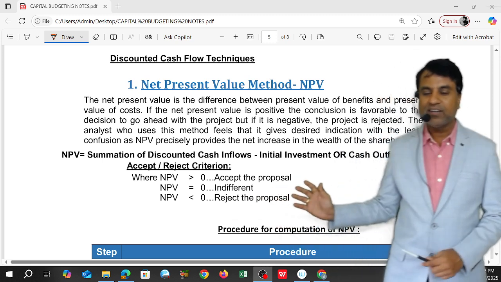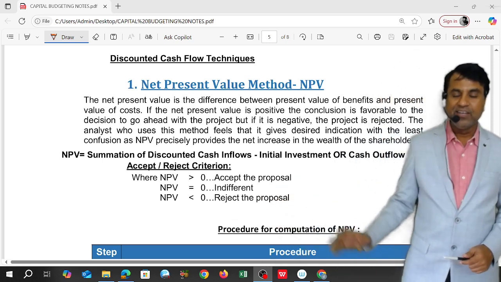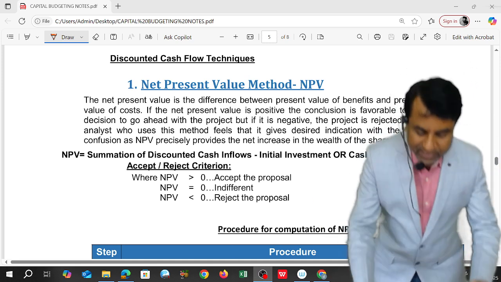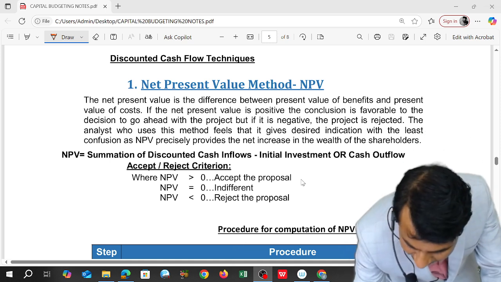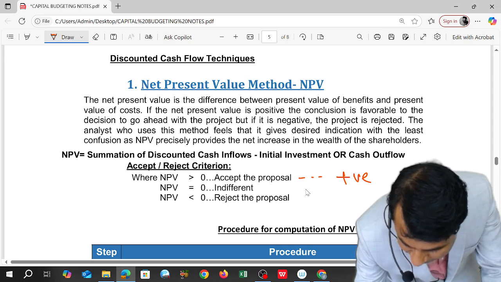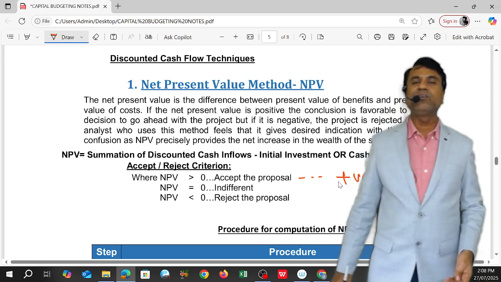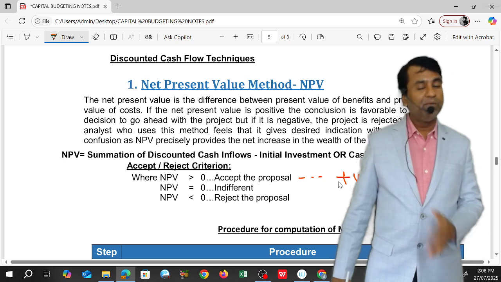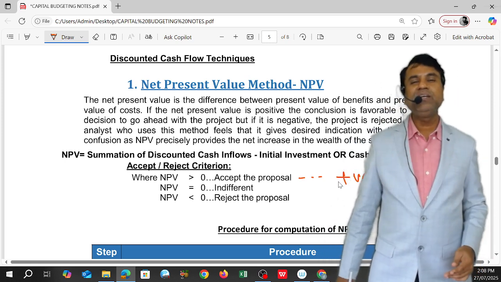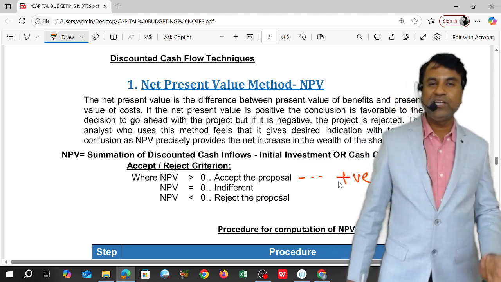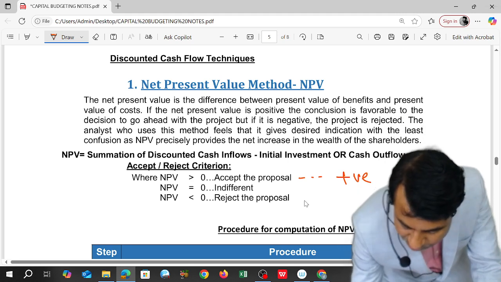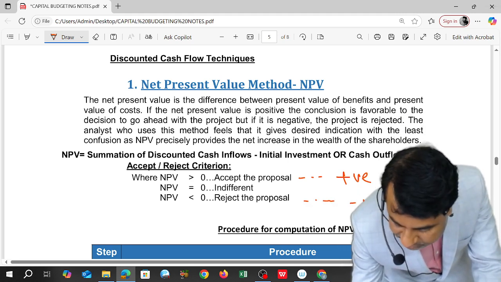You can see on the screen here, the accept or reject criteria is written. NPV should be greater than zero, that is positive, then the project is accepted. Greater than zero is positive itself, and we all know that. So if NPV is positive, it should be accepted. If NPV is zero, it may or may not be accepted because it is neither contributing any profit towards your business nor incurring any losses for your business by accepting this particular project. Whereas NPV less than zero means it is not going to contribute anything in terms of profit, rather it is going to incur losses for you. So if NPV is negative, less than zero, the project is rejected.